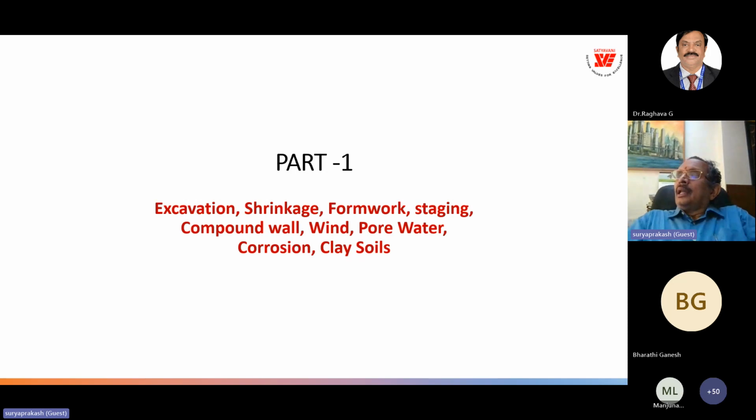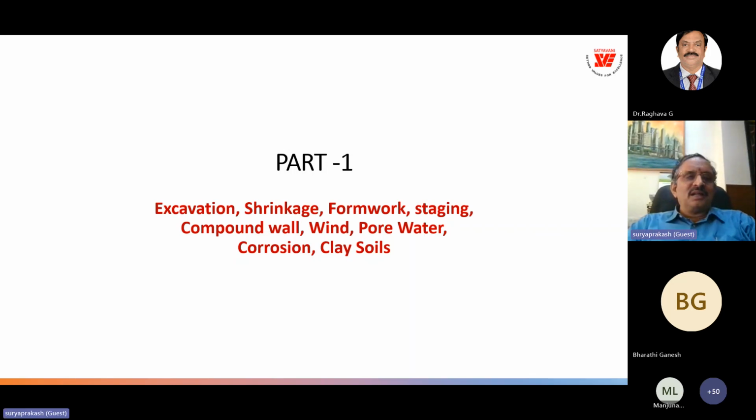So now I'll start my part one, in which the topics I cover are excavation, shrinkage, and the defects due to formwork and staging. Staging also is very, very important. Many times we use double staging, triple staging for high-rise roofs actually. And next is even the compound wall.